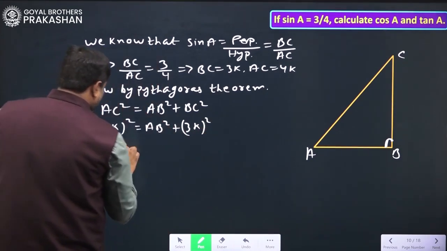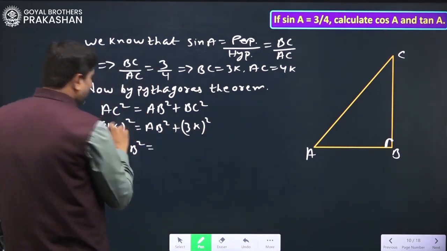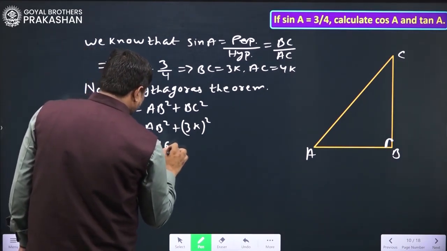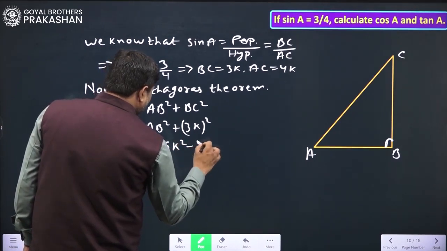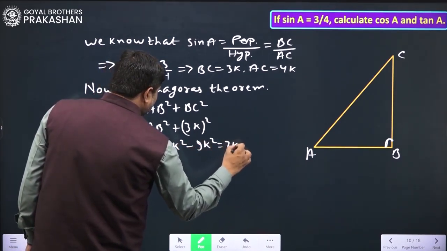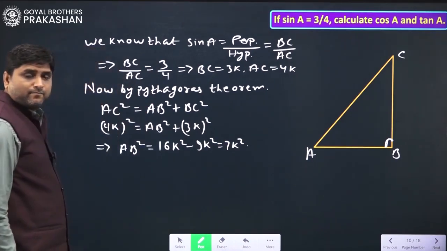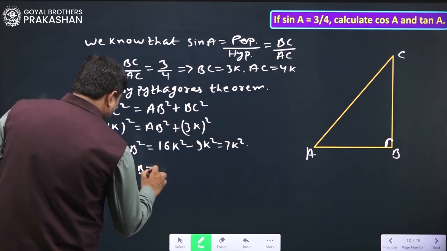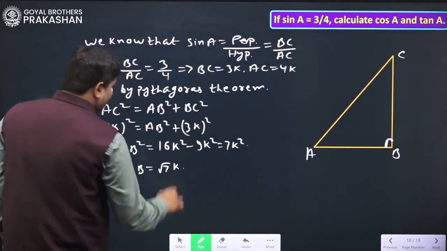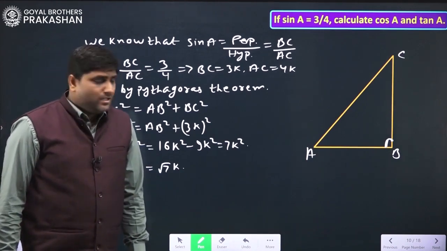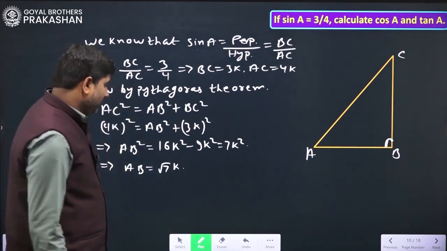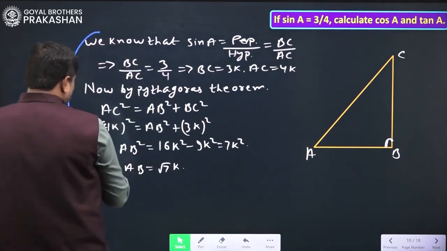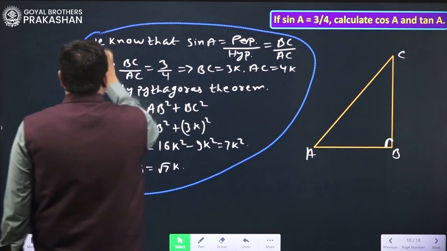So this implies AB square is equal to 4K square, which is 16K square, minus 3K square, which is 9K square. So AB square is 16K square minus 9K square, which means 7K square. So if AB square is 7K square, this implies AB is equal to square root of 7 K. We will not write plus minus root 7 K because length can never be negative. So we have AB is equal to root 7 K, which means we have values of AB, BC and AC for this triangle.